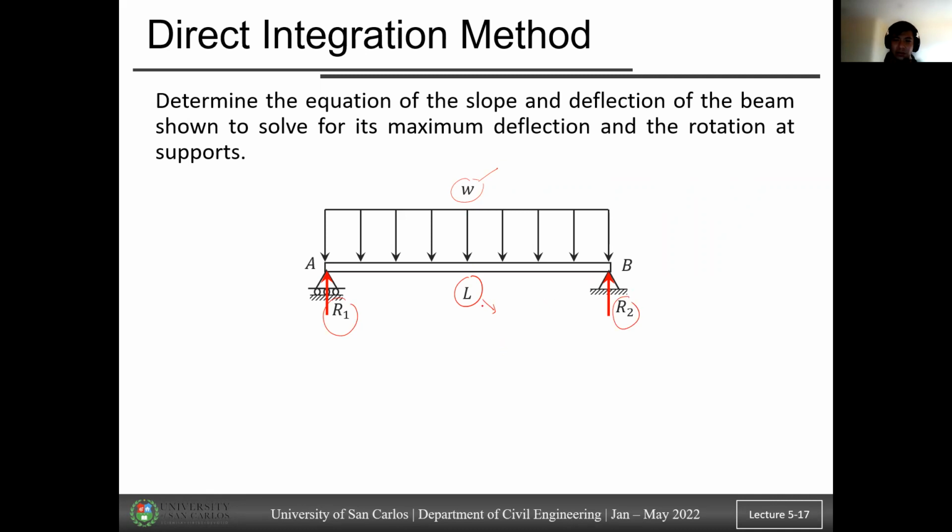Okay, so first of all is we're going to solve the reactions R1 and R2. So even though we don't have any values for your load and your length, we can still get the reactions by getting the moments at, let's say, R2 at first. Di ba? Moment at R2 is equal to 0. So let's say this one is counterclockwise positive.